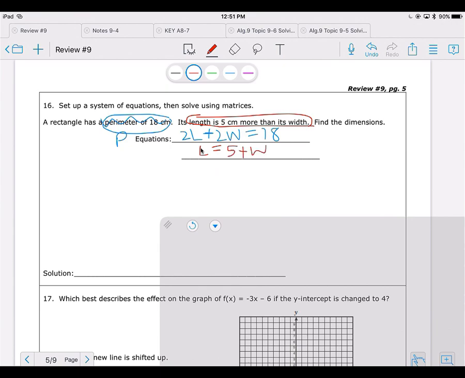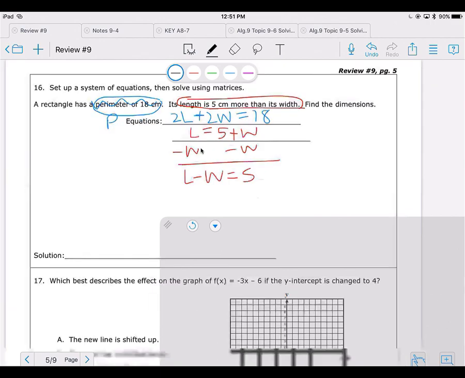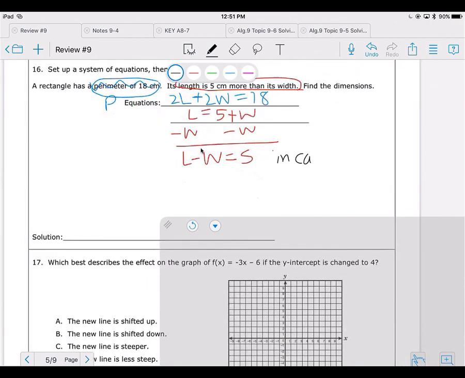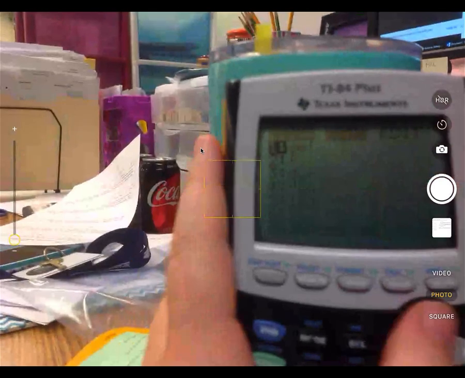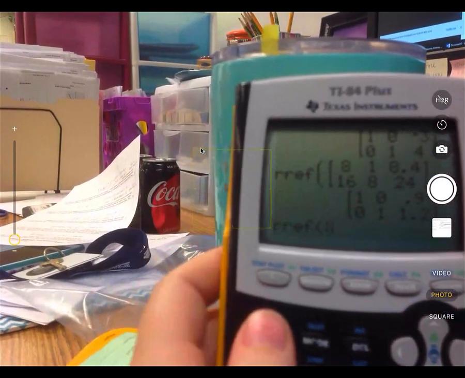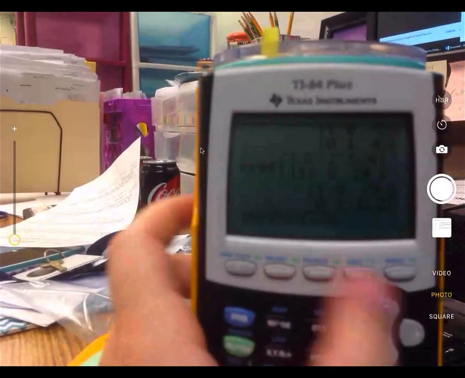Now, in order to plug these into matrices, I need to move my bottom equation so that L's and W's are on the same side. Now I'm ready to plug in. So in the calculator, I'm going to color code these for you. Blue is 2, 2, and 18 up at the top. Red is 1, -1, +5. So in my calculator, I'm typing all of this in exactly like I see it.